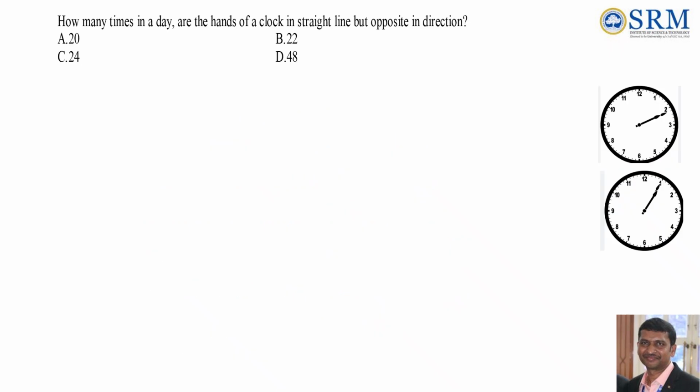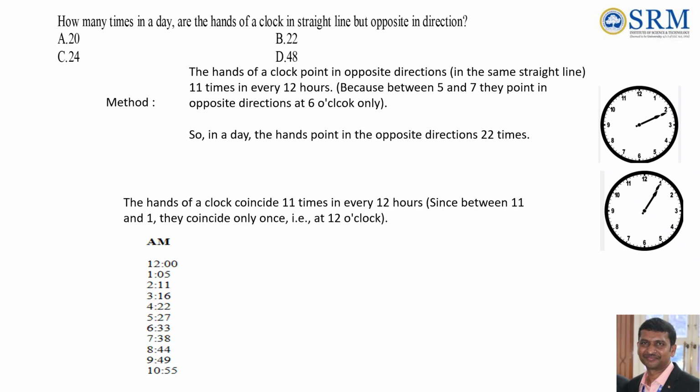one more sum. How many times in a day are the hands of a clock in a straight line but opposite in direction? Straight line in the same direction happens at 12 o'clock. That is called the same direction, not the opposite direction. Here we write it in the same direction.